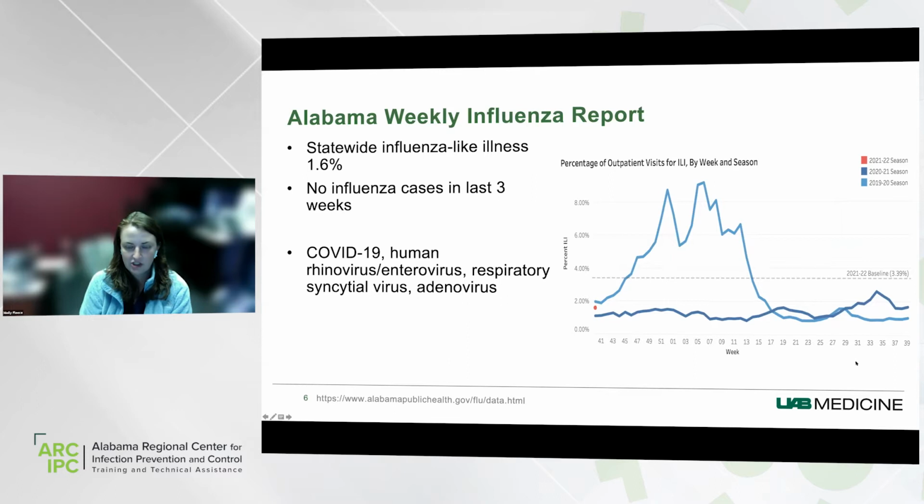Alabama, or the ADPH, does publish something similar as well, just with our internal data. This is looking at the percentage of outpatient visits for influenza-like illness by week and season. Across this bottom, we'll do the lighter blue first. This is 2019, 2020, so mostly pre-COVID, although partially this is during COVID times. The darker blue is the 2021 season. And then here we are in the red with the beginning of 2021, 2022.